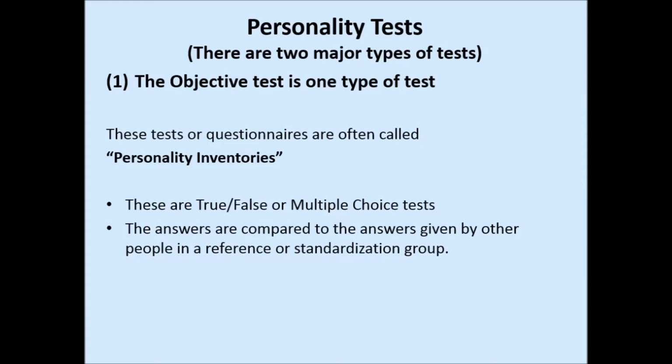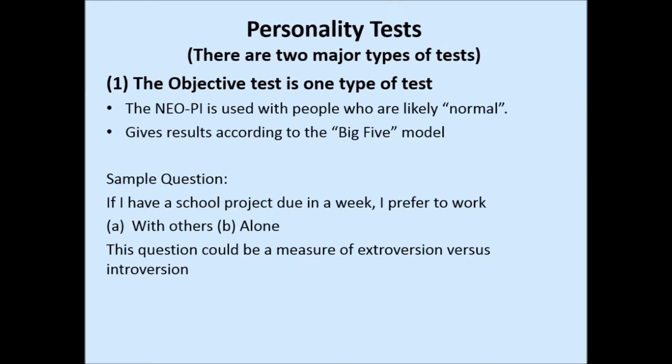Well, here's an example of one. And the test I'm thinking of right now is called the NEO-PI. By the way, PI is short for personality inventory. We just talked about that. Neo is a prefix in an English word, means new, and what it did was come along and replace some earlier tests that were also pretty good, but this new one was somewhat better. Well, here's a sort of question that you might get on the NEO-PI. If I have a school project due next week, I prefer to work A, with others, B, alone. And a question like this could easily be intended to measure something such as extroversion, one of the big 5 qualities.